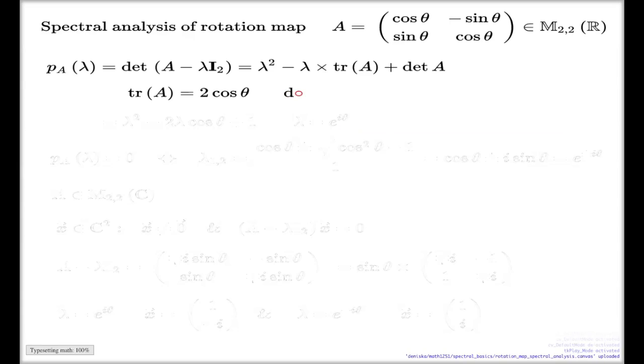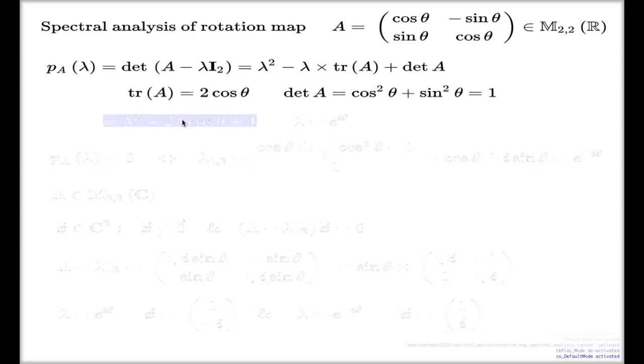Determinant: if you take the product across this diagonal, it's cos squared. If you take the product across this diagonal, it will be negative sine squared, so it is plus sine squared. And due to the fundamental trigonometric identity, this is simply 1. So my characteristic polynomial becomes like this.